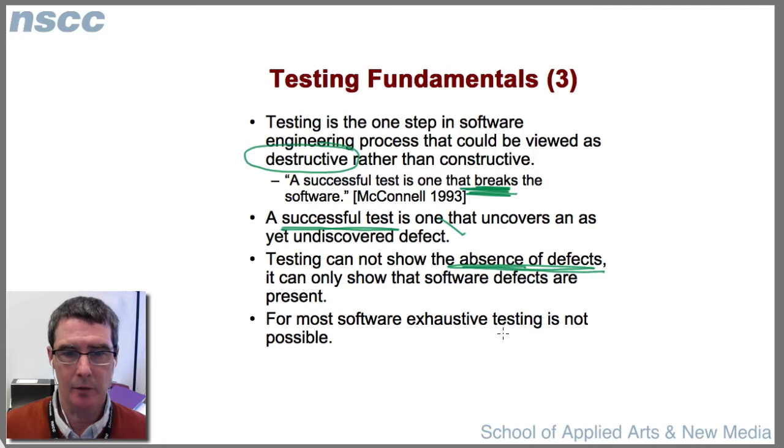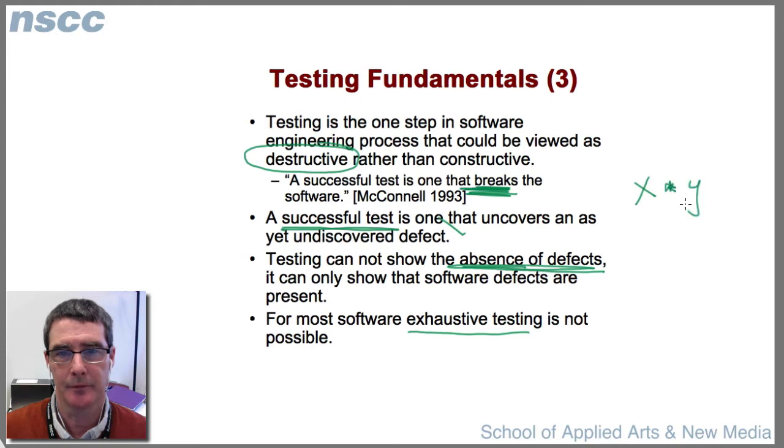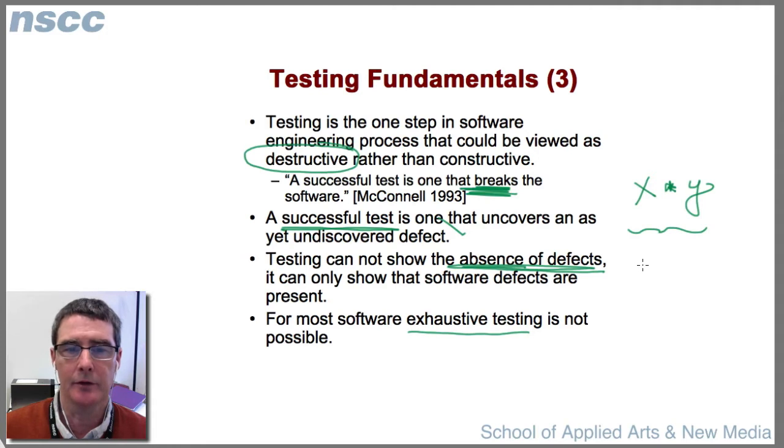Now, you can't always do exhaustive testing. A simple example would be to multiply two numbers together. Well, we're not going to test an infinite number of numbers just to make sure that this works. So part of the art of testing is to try to develop a set of test conditions that will effectively test your software and pick up as many defects or bugs as possible.